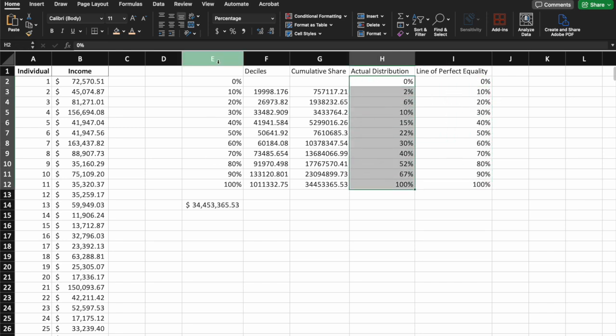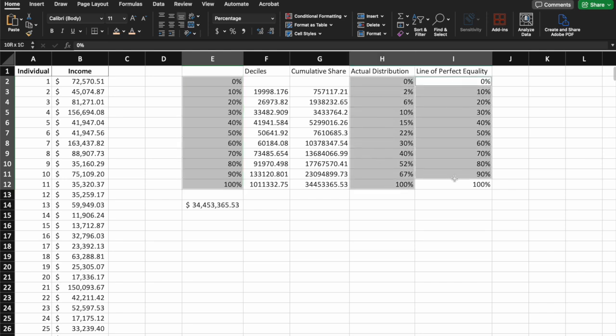Okay, so now what we want to do is we want to graph this. So what we need to do is we need to select the deciles, the actual distribution, and the line of perfect equality. Now, how you select that, it's going to be different on your computers. Sometimes it might be easier to just hide these two columns and just select these.